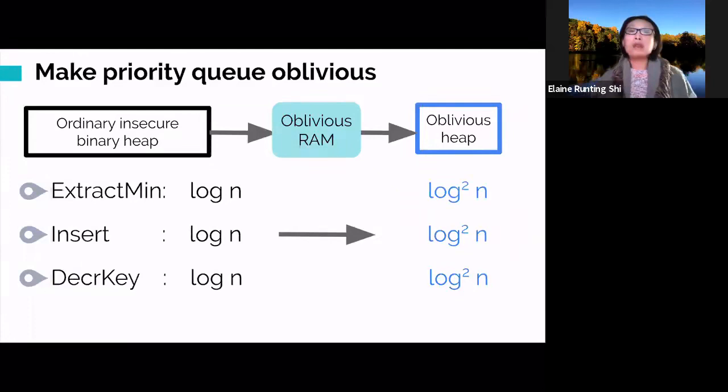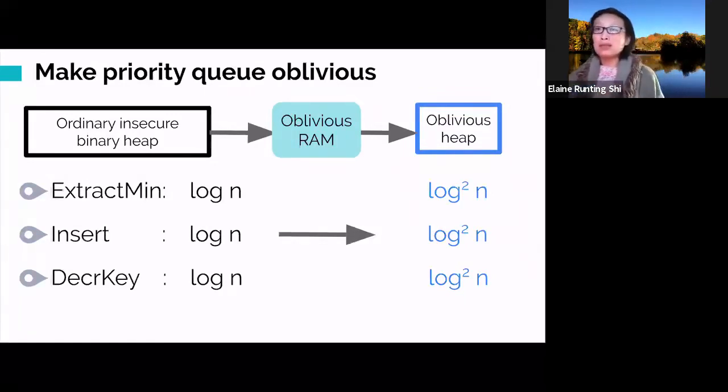So in this talk, we care about making the priority queue oblivious. Obviously, a naive approach is to take the generic ORAM and compile an insecure priority queue, let's say the ordinary binary heap, to an oblivious counterpart. As we mentioned earlier, this compilation will incur log n slowdown, so the resulting oblivious heap will have log squared cost for every operation, including extract-min, insert, and decrease-key.